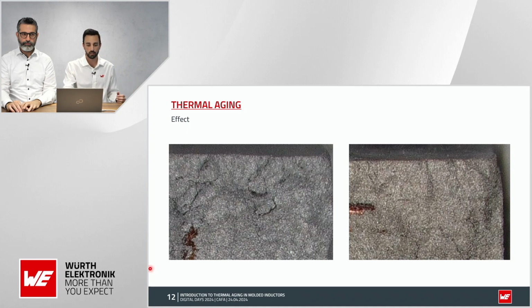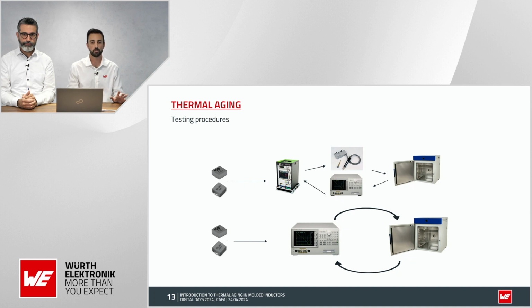We have on the left a fresh part just out of the reel. We did a cross section to check the inside, and on the right side we have a part that has been exposed to high temperature for a long time, and we can see some yellowish decoloration that is a symptom that something is happening with this binder material inside, because the iron alloy is not affected at these low temperatures for metals.